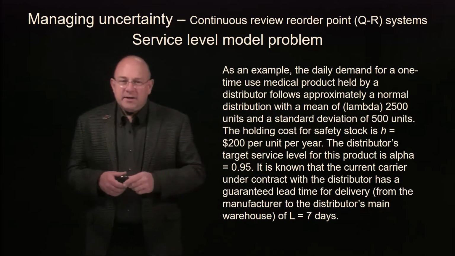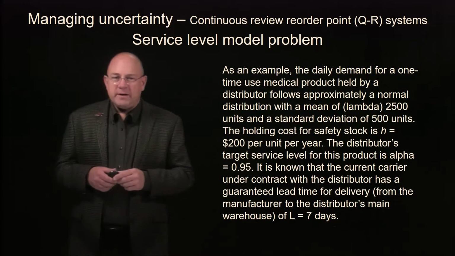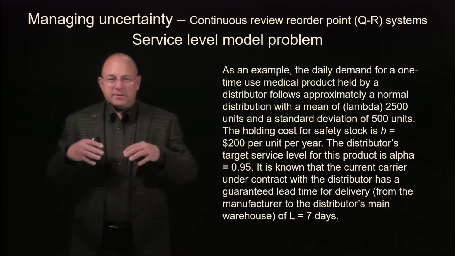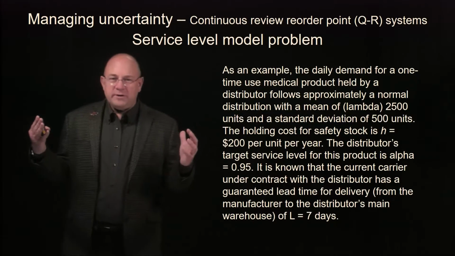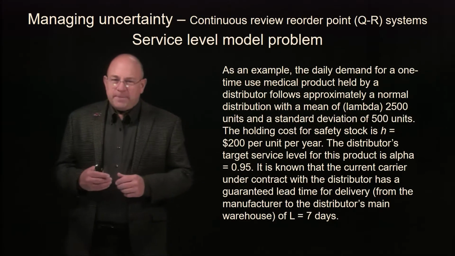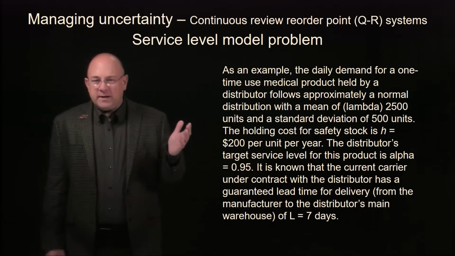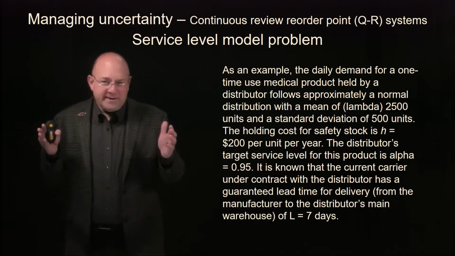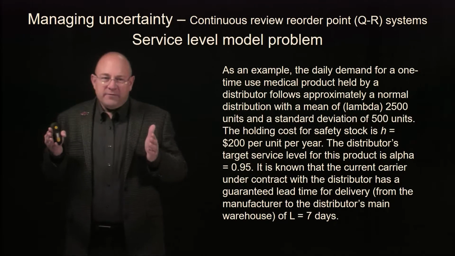Let's say that you have an organization that has daily demand for a one-time use medical product held by a distributor that allows for normally distributed data with a mean of 2,500 units and a standard deviation of 500 units. Now that's just a fancy statistical way of saying on average we sell 2,500 units, and if you think about how much variance there is in that average, there's one standard deviation of about 500 units.